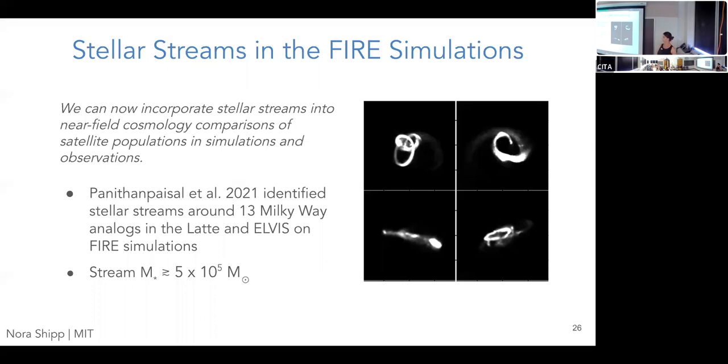So last year, Nondh Panithanpaisal, who's a grad student at UPenn, published a paper where he identified stellar streams in the Latte and ELVIS on FIRE simulations. So this consists of 13 Milky Way analogs across the 2 suites. And he identified streams down to stellar masses of 5 times 10 to the 5th solar masses. So this doesn't cover the full range of dwarf galaxy streams that we've observed in the Milky Way just because of the resolution limits of these simulations, but it does have some decent overlap that we can begin to use to make these comparisons.